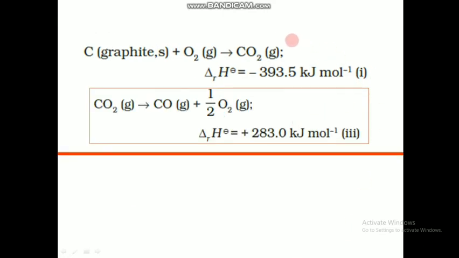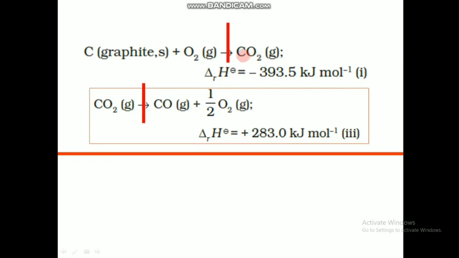So if we sum these two reactions, we will see what we get. We should look at the left hand side and right hand side. In this case, we have carbon and oxygen on the left hand side, and in the other reaction, on the right hand side, we have carbon monoxide and half O2. So the common species is oxygen: half O2 and one O2. From this we can cancel off the half O2. So this oxygen will cancel off and form a half O2 here. So we have carbon plus half O2.